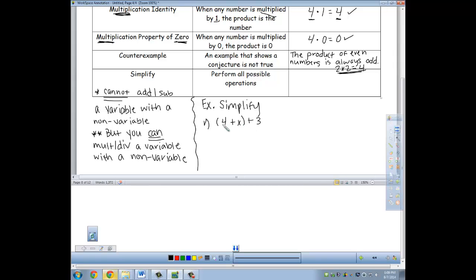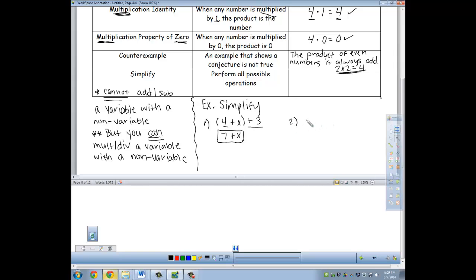I can do 4 plus 3, because we know how to do that. 4 plus 3 is 7. And I'm going to bring down my plus x. But again, I cannot put 7 and x together and get 7x, because 7 doesn't have a variable with it. So this is actually going to be my answer, 7 plus x. We're not actually solving anything. We will once we get to equations, but we're just simplifying. We're doing anything we can.